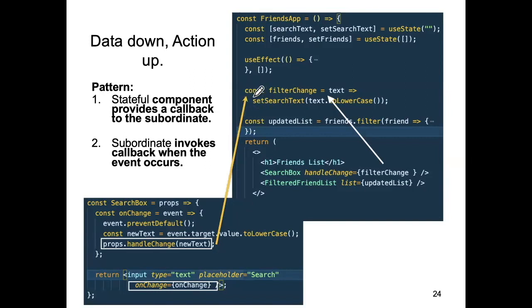And so the name of the pattern is data down, action up. Data is always being passed in a downward direction. Now, there is no data being passed to my search box component in this case. But the action up idea is that actions are flowing in the upward direction, as in we're invoking functions in an upward direction rather than the downward direction. That's where the name comes from. And as I said, it is a pattern that we will see being used quite a lot.